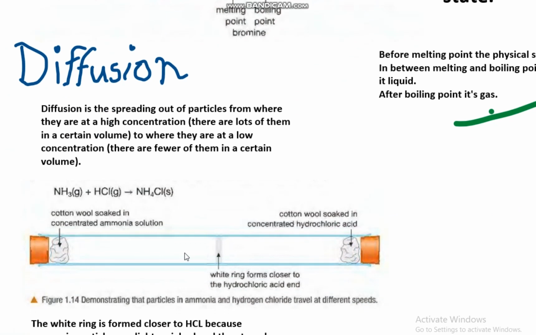And then we have diffusion. I explained it in biology, and I'll explain again. Diffusion is the spreading out of particles from where they are at a higher concentration region, where there are lots of them in a certain volume, to where they are at a lower concentration, where there are fewer of them in a certain volume. So this is the chemistry definition.